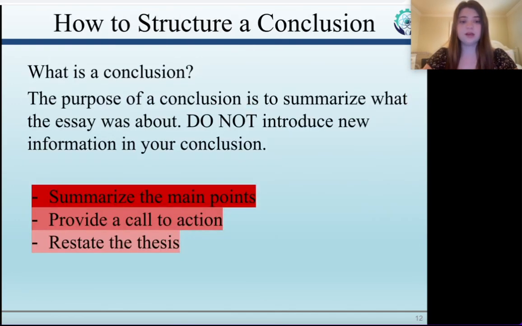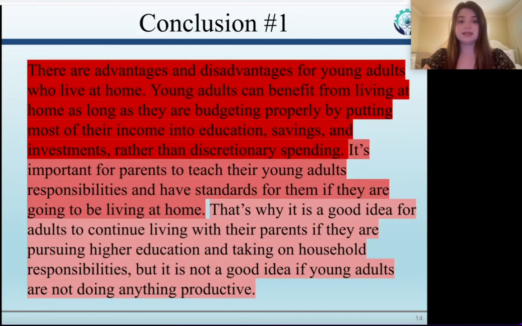And then the second one is provide a call to action, right? So who could this essay benefit? It says here, it's important for parents to teach their young adults responsibilities and have standards for them if they are going to be living at home, right? So there you go. There's a call to action for parents.